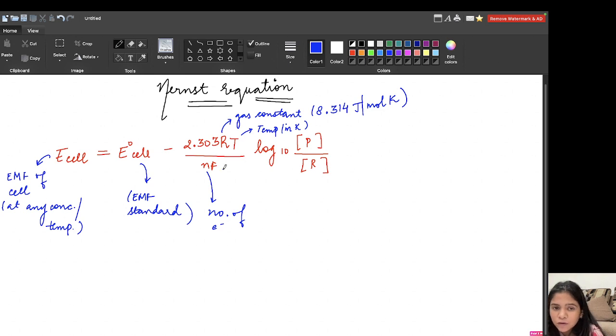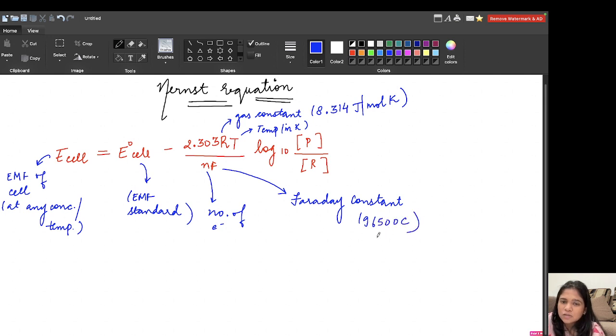F is your Faraday's constant. What was Faraday's constant? The charge on 1 mole of electrons is called Faraday's constant, and this is 96,500 coulomb. P and R are the concentration of products and reactants.